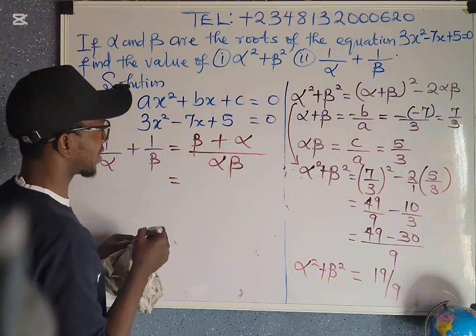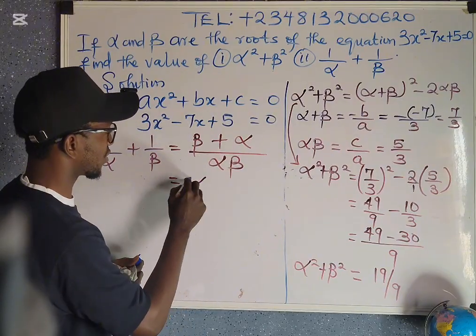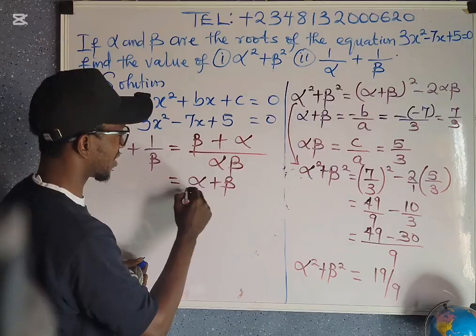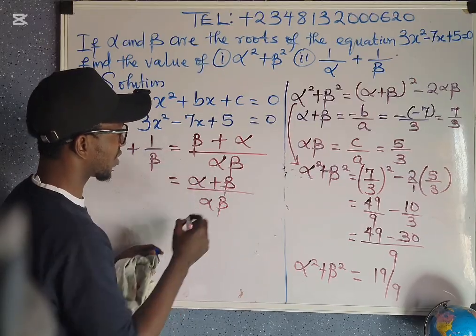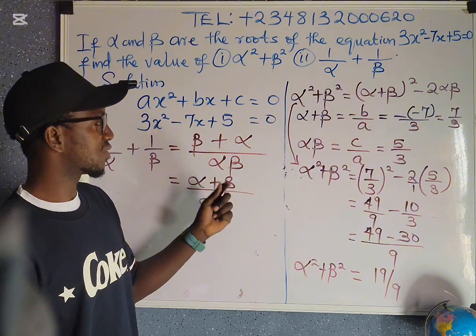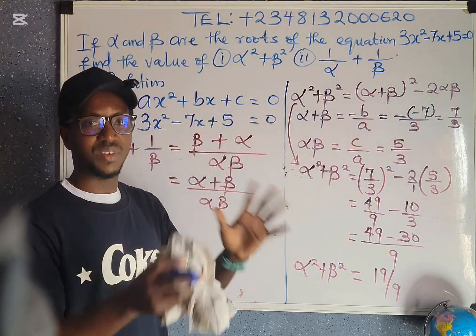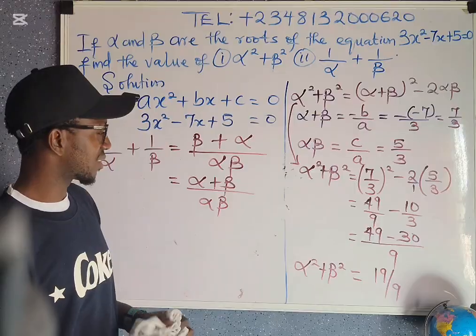Now if you look at this, beta plus alpha can also be changed to alpha plus beta. The reason is because addition is commutative. So 2 plus 3 in mathematics is the same thing as 3 plus 2. You can flip it around and you will still get the same answer.